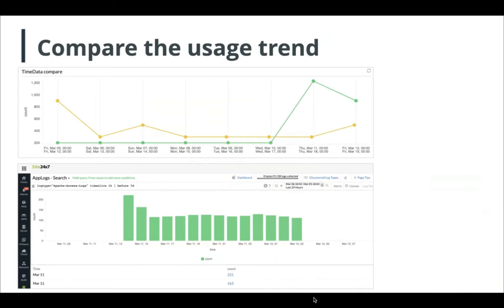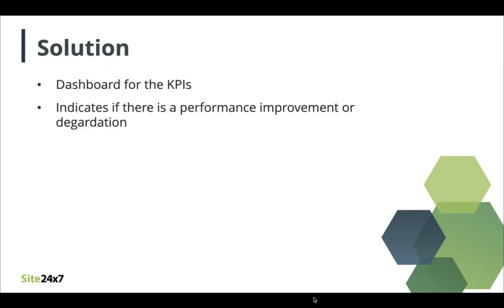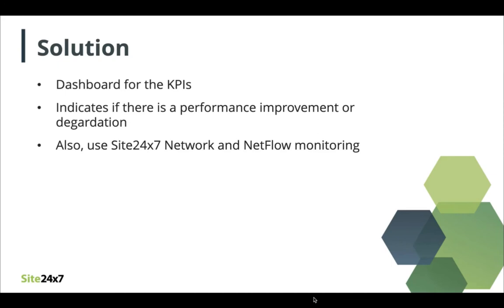In this case, he has to compare the weekend traffic spike with that of the past weekend to analyze if it's normal or abnormal. For this, one can add all key performance indicators to a dashboard so that the key metrics can be viewed at one glance along with other monitoring metrics, and they can be easily compared. You can also use Site 24/7 network monitoring and NetFlow monitoring for detailed insights on traffic analysis.